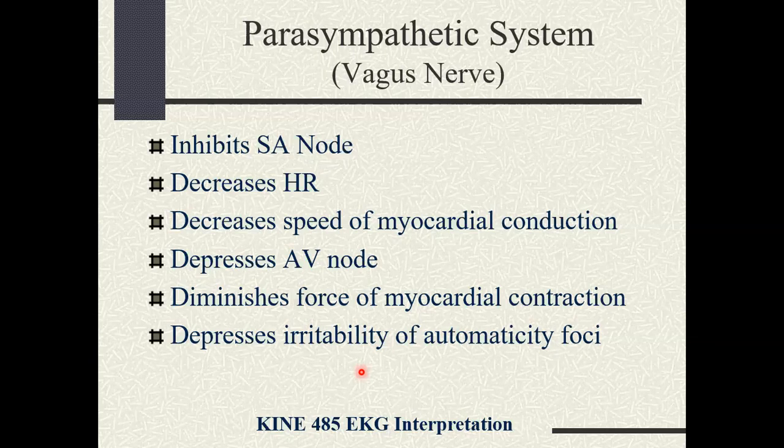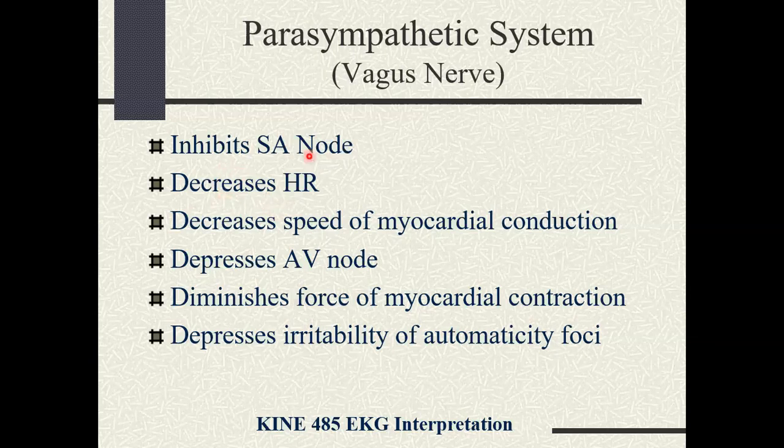And those signals, if we remember, that get sent from the SA node start the wave of depolarization, which ultimately means it's going to start the contraction of the myocardium. Now, if that signal is slowed down, that means ultimately it's going to decrease our heart rate. What also happens, it's going to decrease the speed of the myocardial conduction. Right? So that signal is going to get spread through the myocardium a little bit slower. What will also happen is it's going to slow down the signal transmission through the AV node.